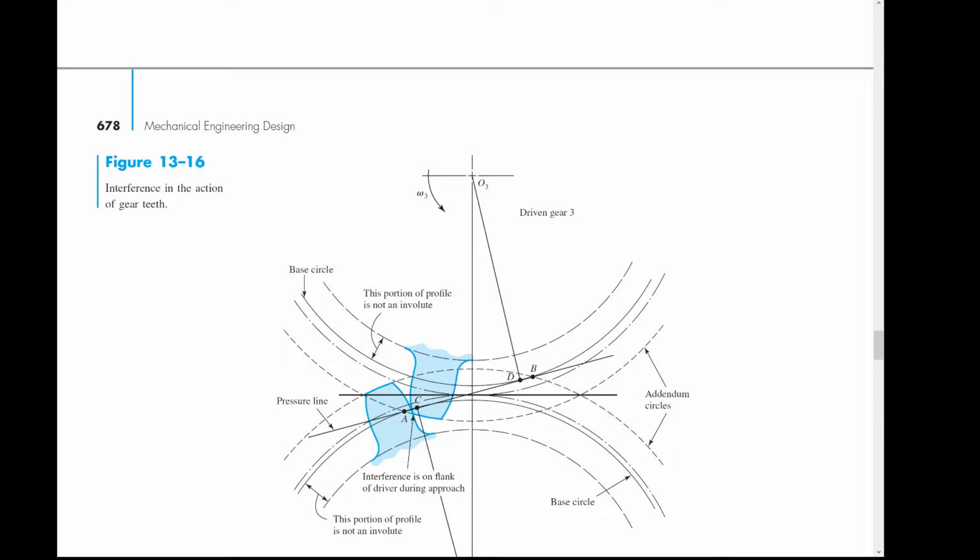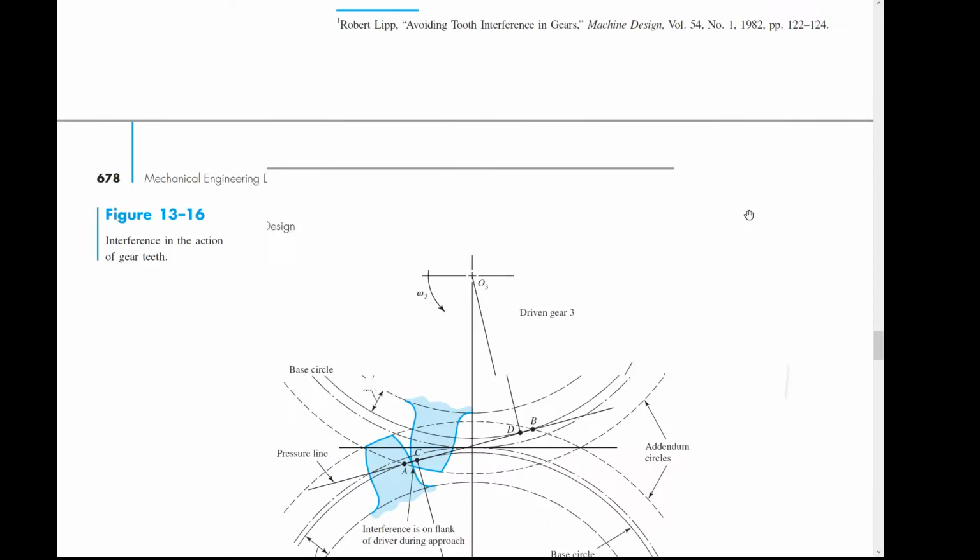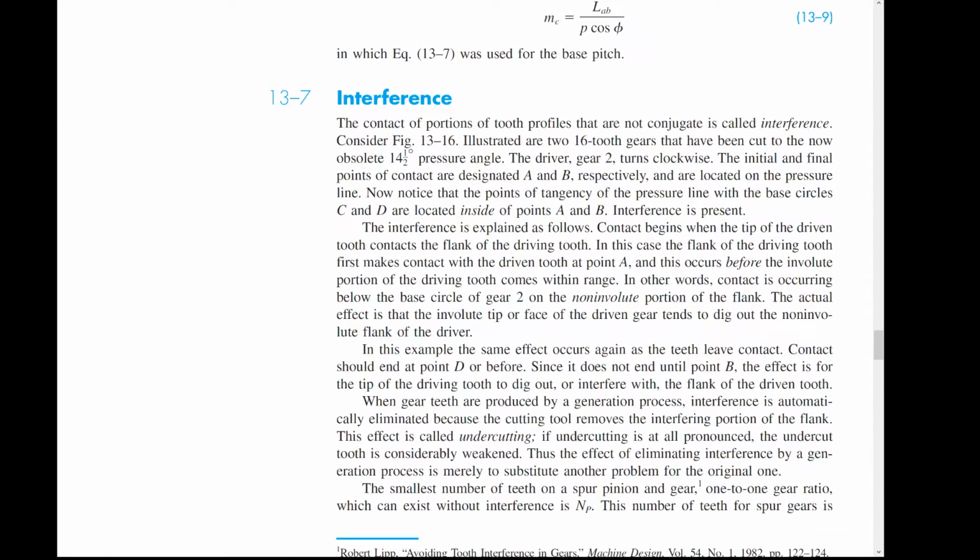Hopefully it'll make sense eventually. There's A, there's B. Just continue. I just said I wanted to do this quickly. The interference is explained as follows. Oh, okay, that would help.